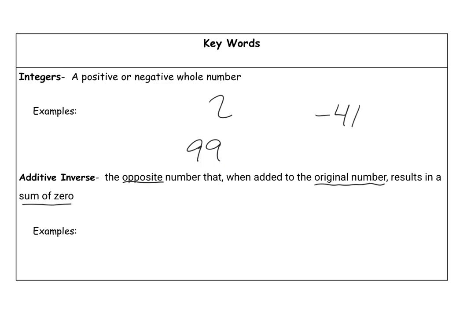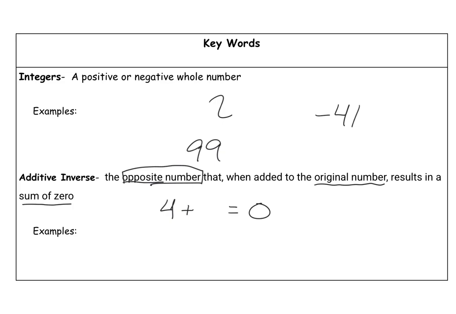When I add that to it, we call them 0 pairs. So let's say I had the number 4, and I am trying to think, okay, what is the additive inverse of 4? Well, I'm looking for the opposite number that when I add it to the original number, or when I add it to 4, I get a sum of 0. So basically, how can I add something to 4 and get to 0?